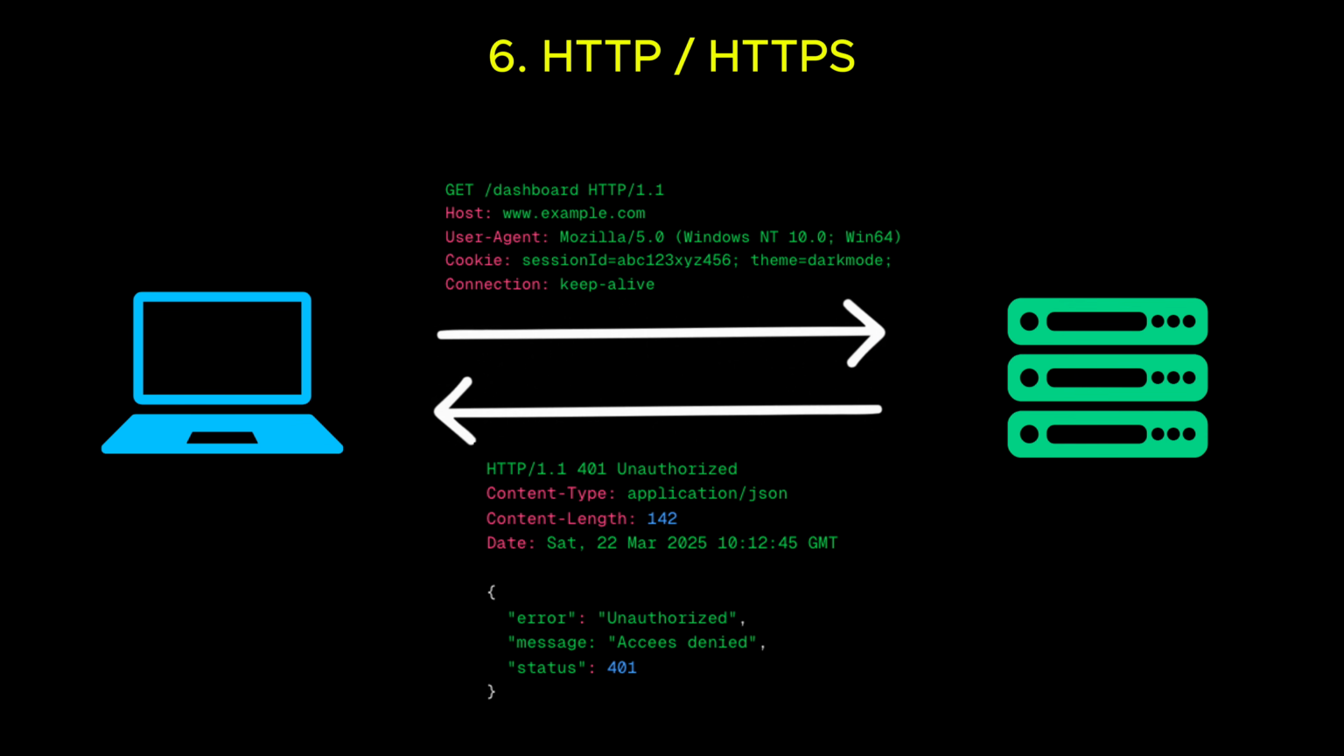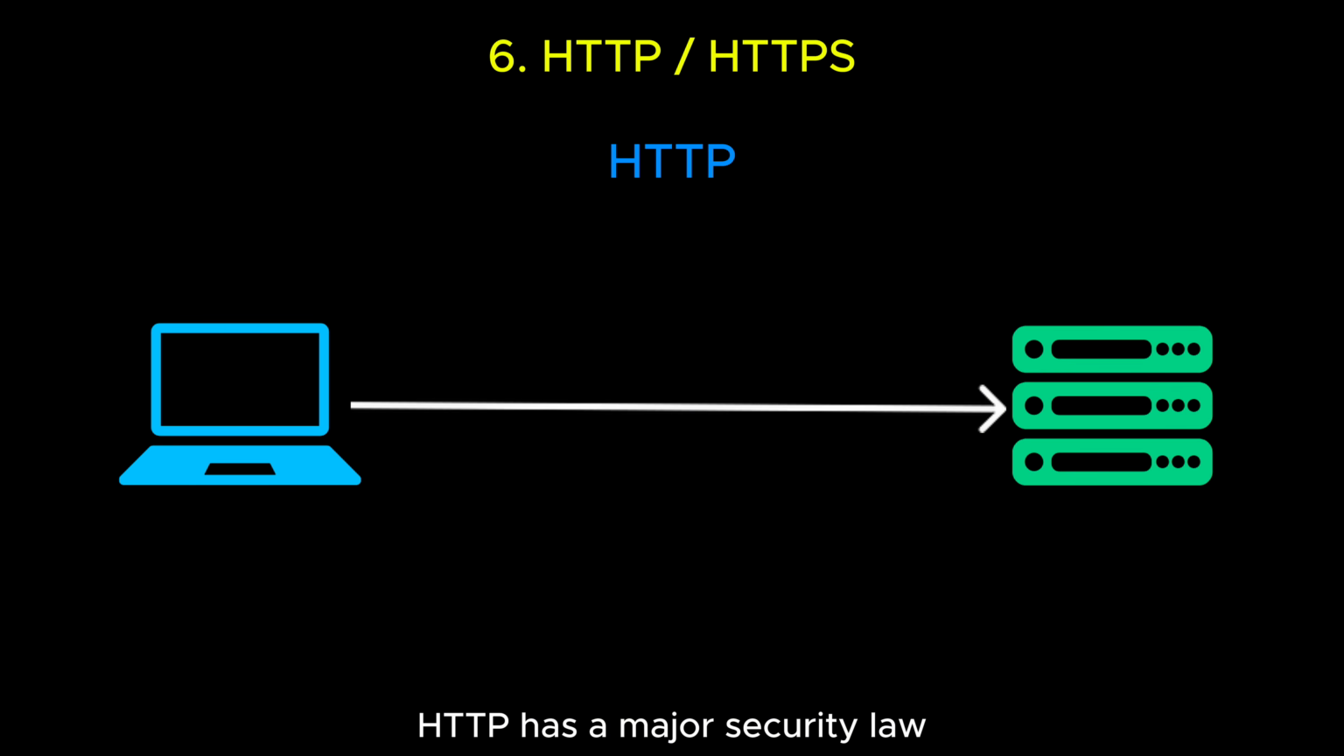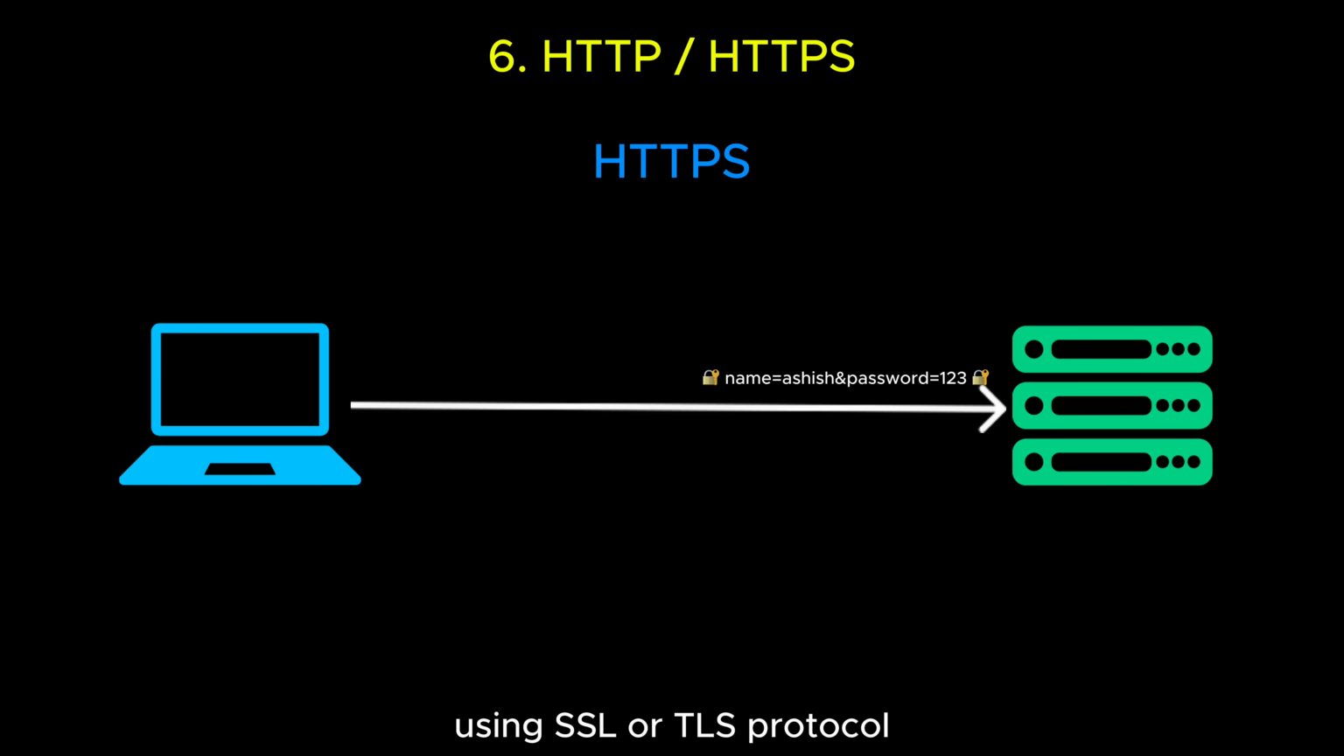HTTP has a major security flaw. It sends data in plain text. Modern websites use HTTPS. HTTPS encrypts all data using SSL or TLS protocol, ensuring that even if someone intercepts the request, they can't read or alter it.